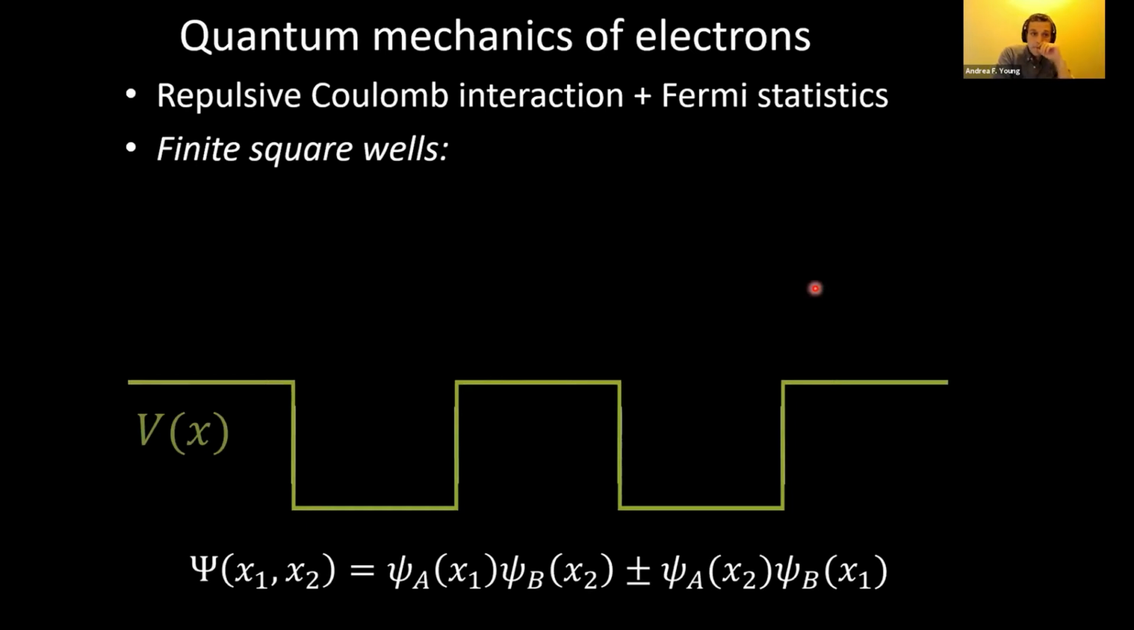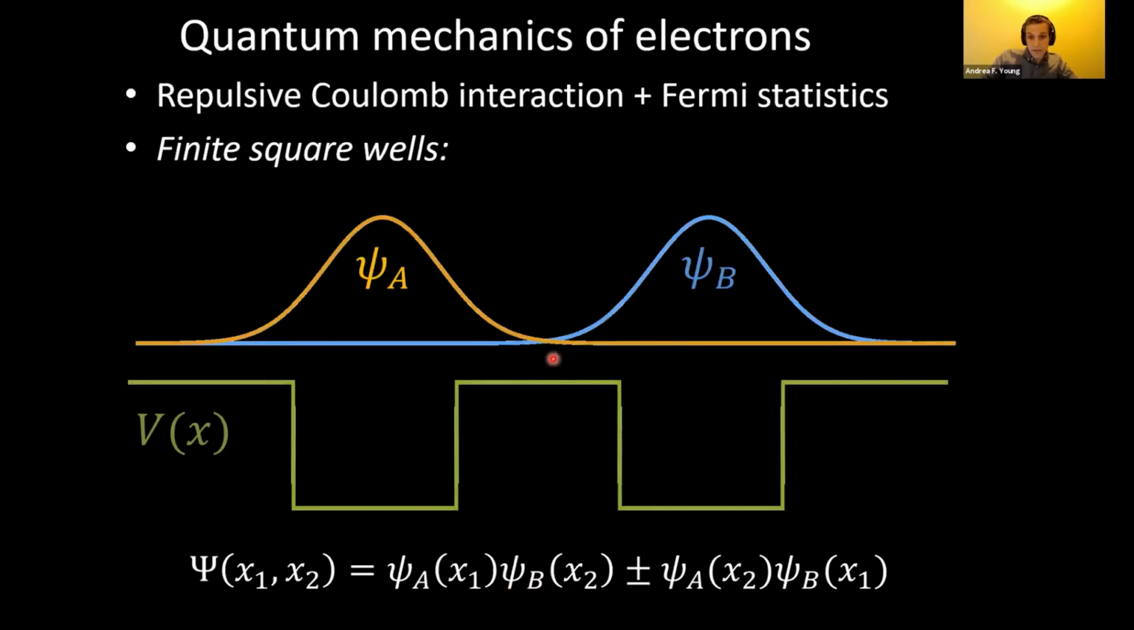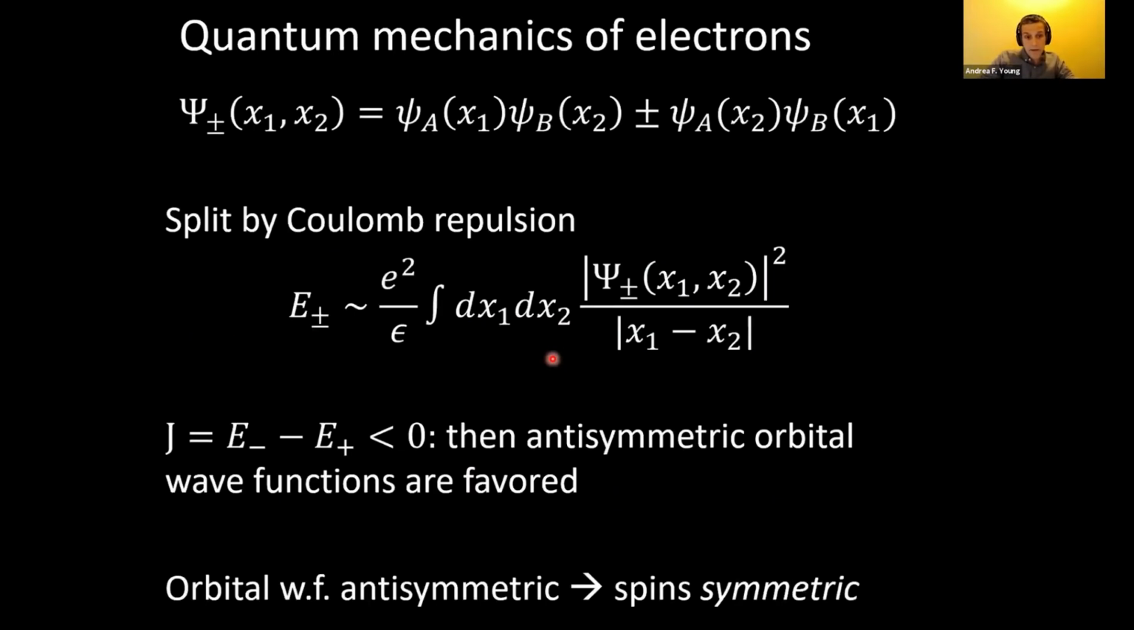So magnetism comes from the repulsive Coulomb interaction and its combination with Fermi statistics. The most elementary example, which you can find in Landau-Lifshitz quantum mechanics, is just considering two finite square wells and thinking about the effects of Coulomb interactions on the ground state of two electrons in a pair of square wells like this. You can write down symmetric and anti-symmetric combinations of the lowest energy states in the two square wells and calculate the splitting due to the Coulomb repulsion, and you'll get something finite, which will in general give you a splitting between those symmetric and anti-symmetric states.